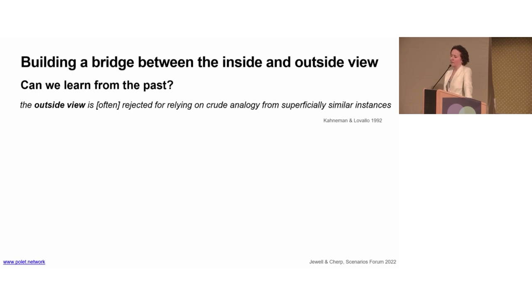Kahneman writes that the outside view is often rejected for relying on crude analogy from superficially similar instances. The second conclusion that we came to is that this criticism often puzzled us, because if you can't learn from the past, what can you learn from? What data do you take? And we realized that the inside and the outside view don't actually learn from the past versus the future, but they learn differently from the past.